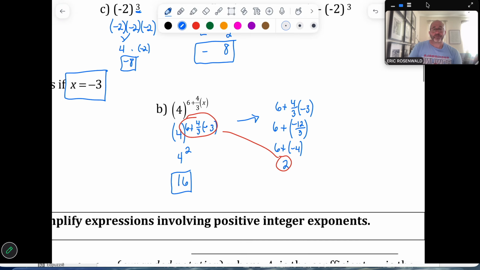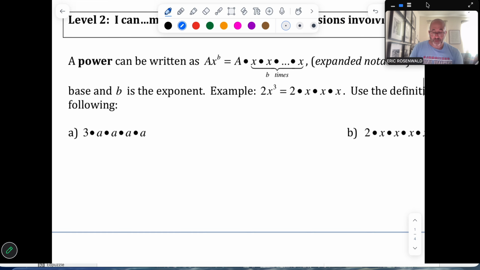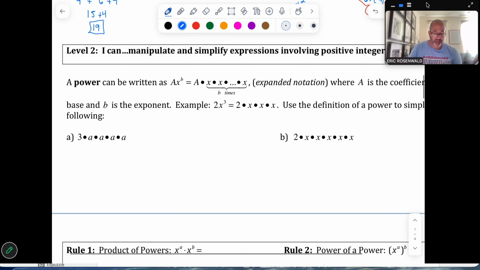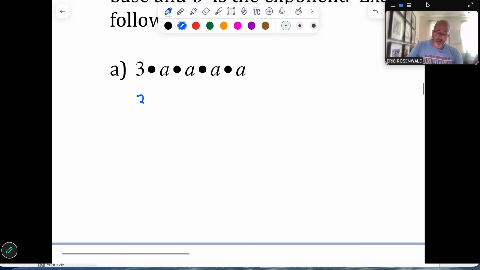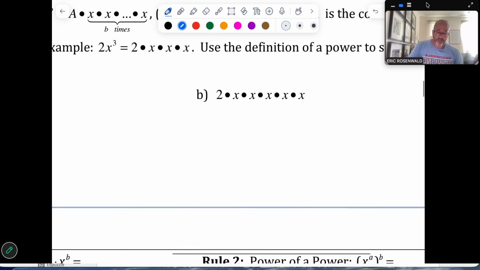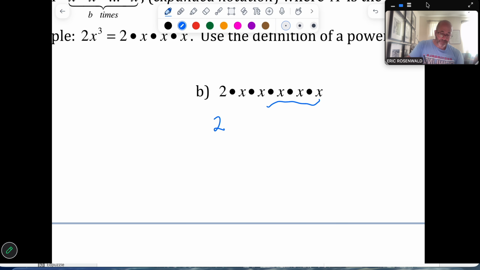Okay. All right. Let's continue on. So we're going to be taking and just condensing and expanding and working through some rules here, okay? We have a 3 here. There's only one 3. But then we look at the a's. There are 4 a's right here. So this simplified is just going to be 3a to the 4th power. When we look at the next one, we have a 2 here. But then there are 5 x's here. So we're going to have 2 times x to the 5th power.